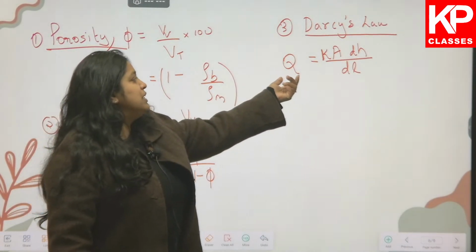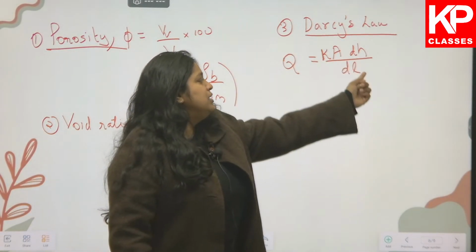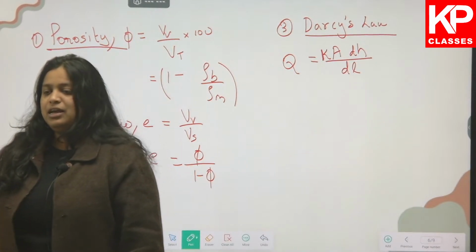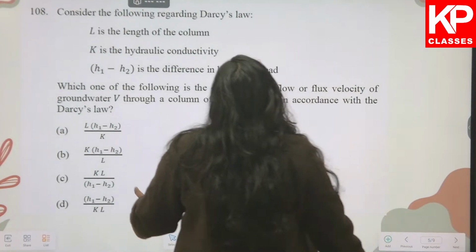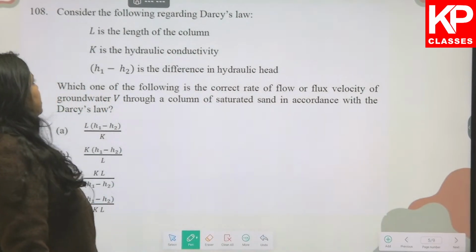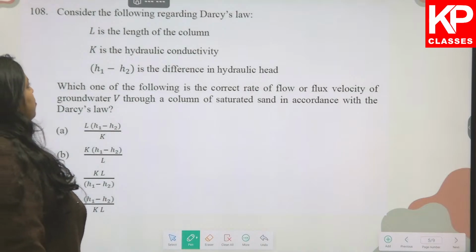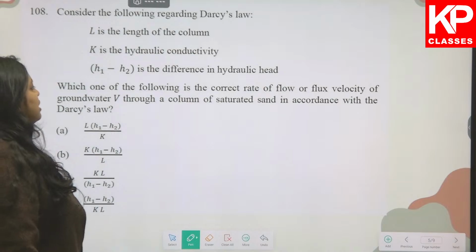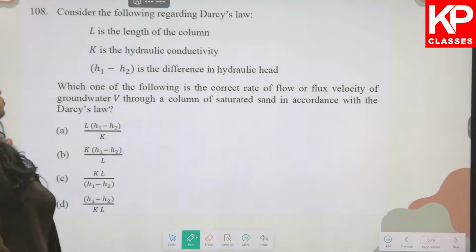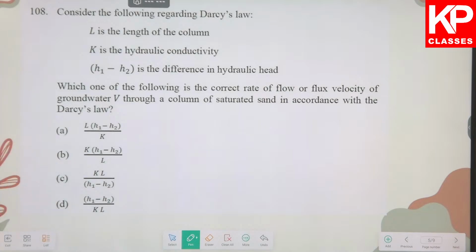So Q, which is the discharge, is equal to K A dH by dl. We have to use this equation for solving this particular question. Consider the following regarding Darcy's law. L is the length of the column, K is the hydraulic conductivity, H1 minus H2 is the difference in the hydraulic head. Which one of the following is the correct rate of flow or flux velocity of groundwater V through a column of saturated sand in accordance with Darcy's law?